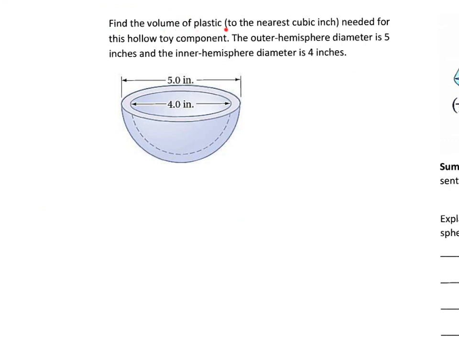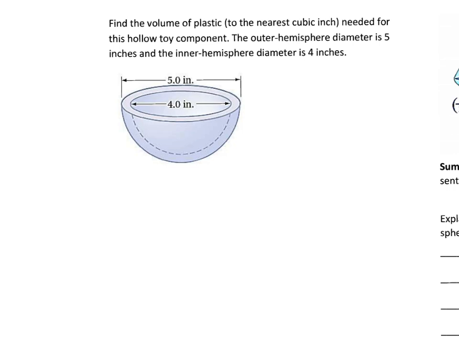Find the volume of plastic to the nearest cubic inch needed for this hollow toy compartment. It kind of looks like Buzz Lightyear's helmet, if that helps you imagine this. The outer hemisphere has a diameter of 5 inches, and the inner hemisphere has a diameter of 4 inches, and they wrote that for us. So basically we want to find the volume of the large hemisphere, then find the volume of the smaller hemisphere, and then subtract them.